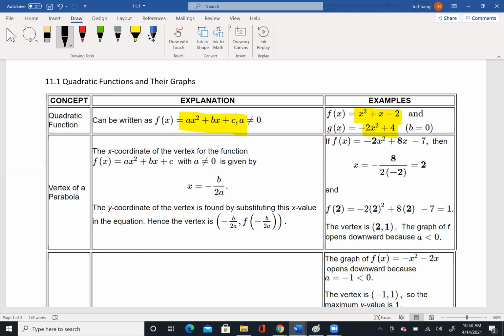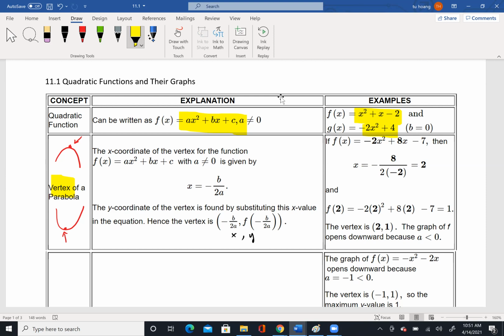Okay, so we're also going to learn about the vertex of the parabola. In order to find the vertex, you should know that the vertex could be the minimum point over here, or it could also be the maximum point over here. Both of them are called the vertex of a parabola. And the vertex has to be in the form of a pair, x and y, right?